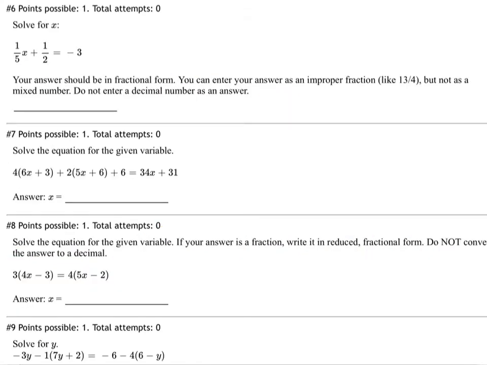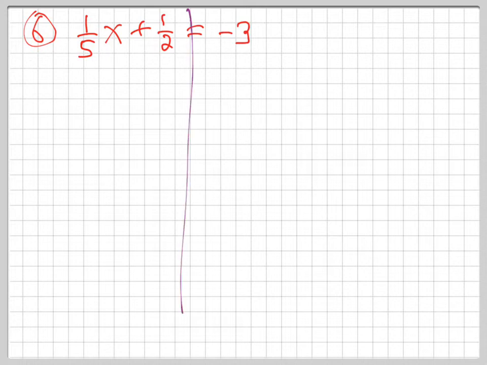Okay, number 6, another fraction one. Let me go to a fresh screen for that one. So number 6, 1/5 X plus a half equals -3. Okay, they want me to solve this equation. Look at what we've got. Fractions. What do we always do when we have fractions? We got to get rid of those denominators. So we're going to multiply through by the common denominator. Something that'll cancel both 2 and 5. Something that 2 and 5 both go into. What do 2 and 5 both go into? 10.